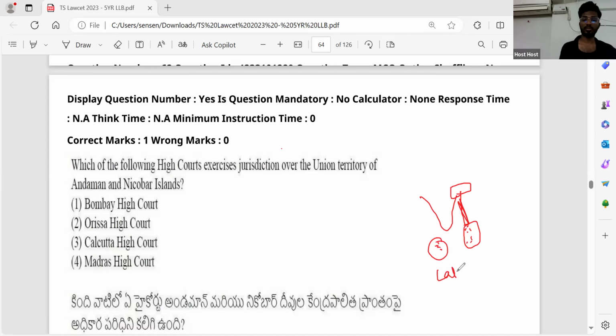Very good. Lakshadweep. So Lakshadweep falls under Kerala High Court. Lakshadweep, Kerala High Court; Andaman and Nicobar Islands, Calcutta High Court. You have to remember this. So which High Court is this? Calcutta High Court is the right answer. Next.